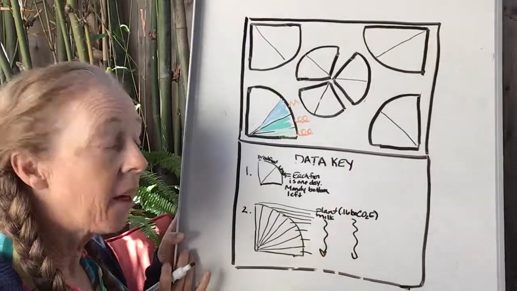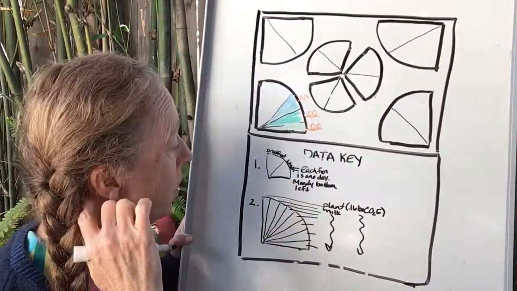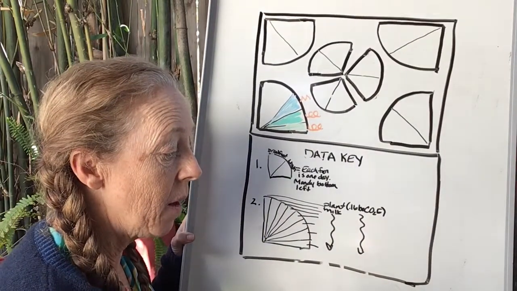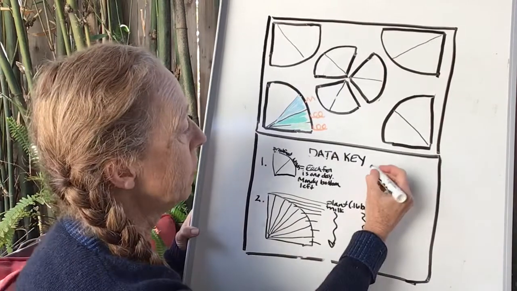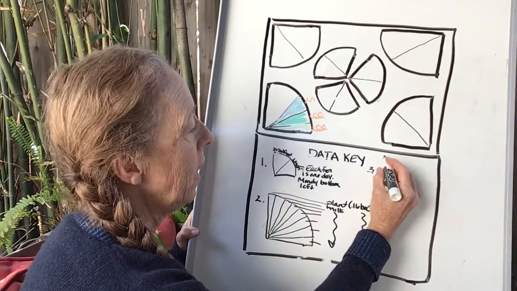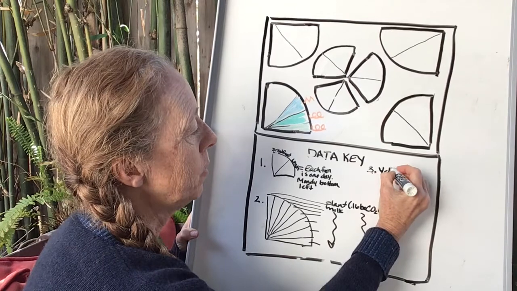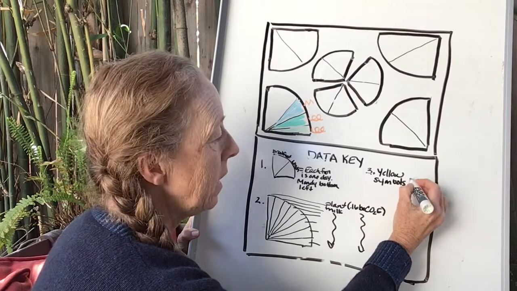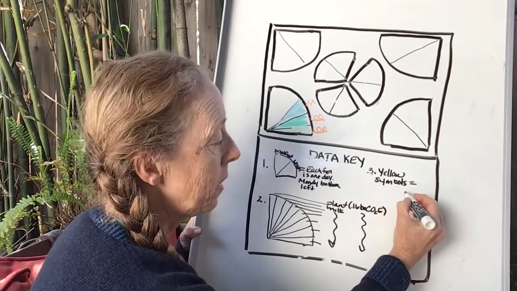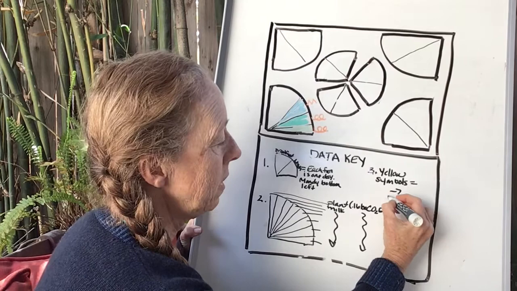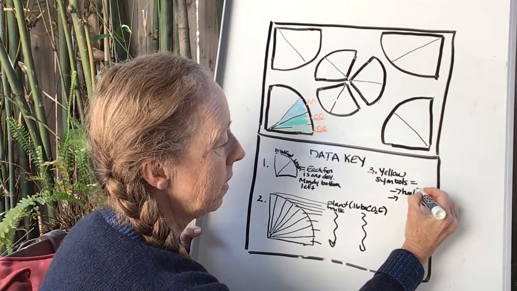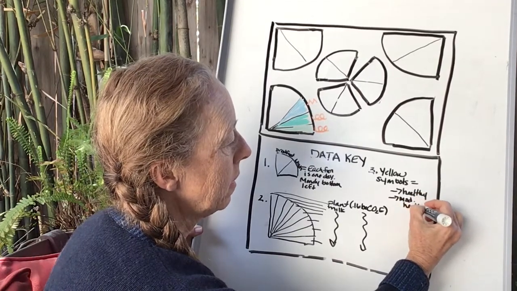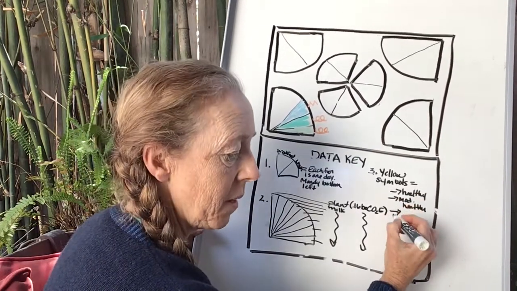So let's say the other observation you did was, like I actually did on this art piece, how healthy is it? So I'm going to go number 3 over here, and I'm going to say yellow symbols equal, and then I'm going to put the yellow symbols. So there will be healthy, moderately healthy, mod healthy, and unhealthy.